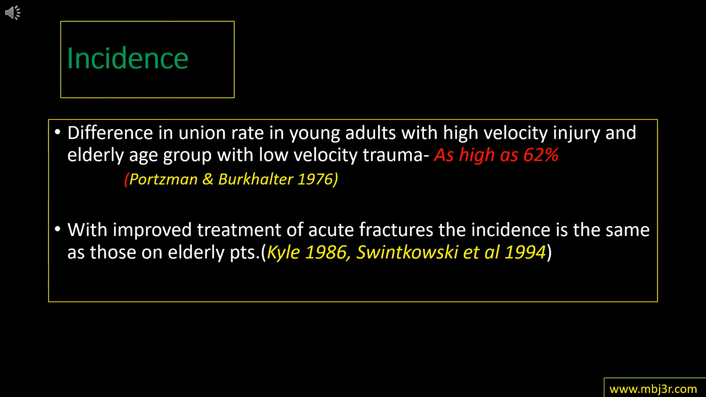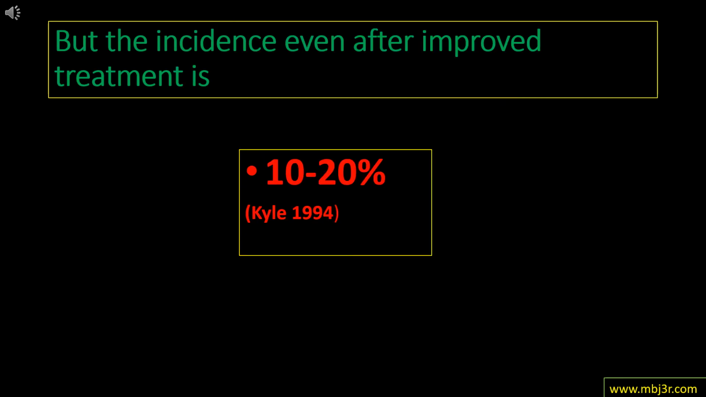The difference in union rate between young adults with a high velocity injury and the elderly age group with a low velocity trauma is as high as 62%. With improved treatment of acute fractures, the incidence is the same as in elderly patients. But the incidence even after improved treatment is almost 10 to 20%.